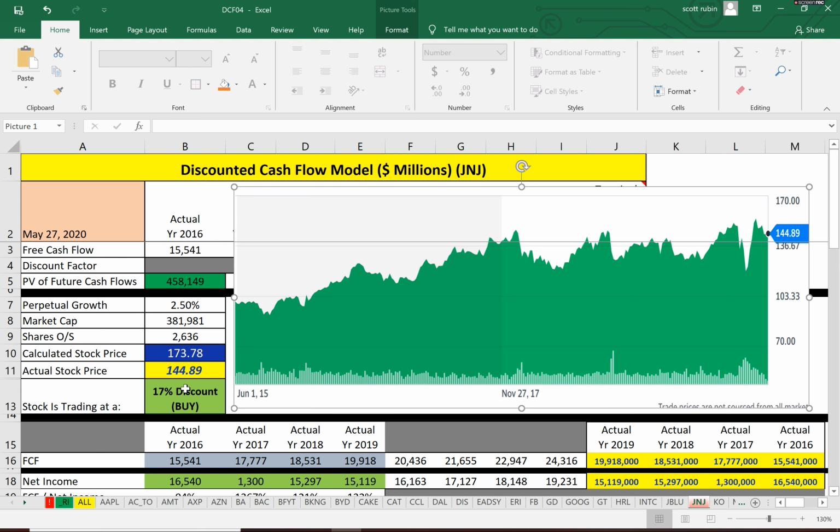But there could be reasons if other analysts came up with a similar intrinsic value as I did, why people won't pay as much. But everybody has their own opinion on things.